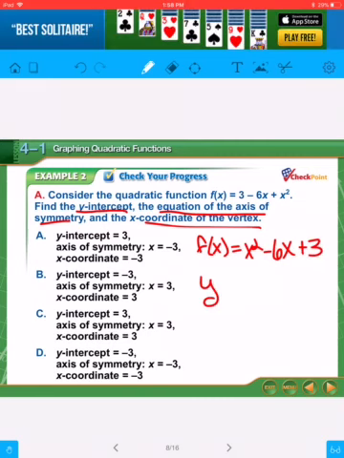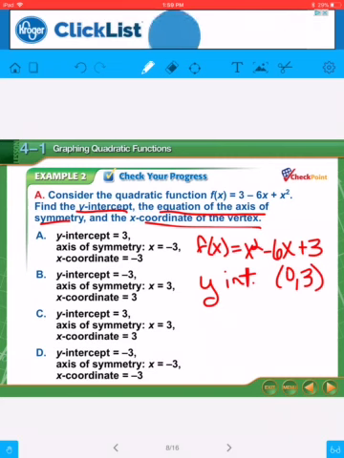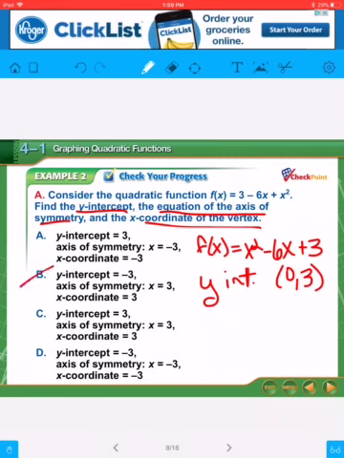So really quick and easy, I can find the y-intercept. It's at (0, 3). I like to write it as a point, but here it's written as just equals 3. So we can get rid of b and d really quick because it's a positive 3 here.